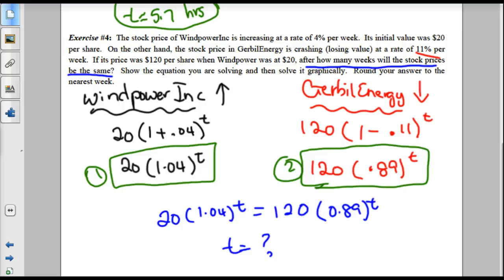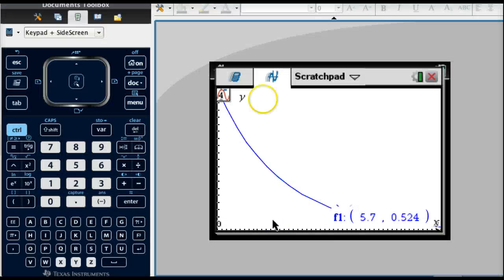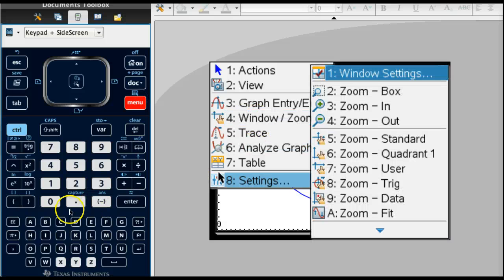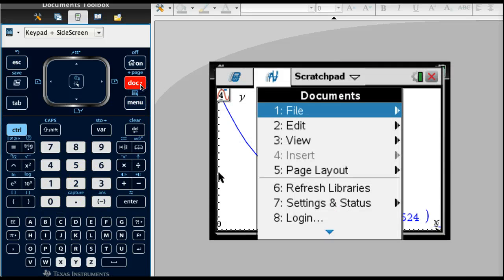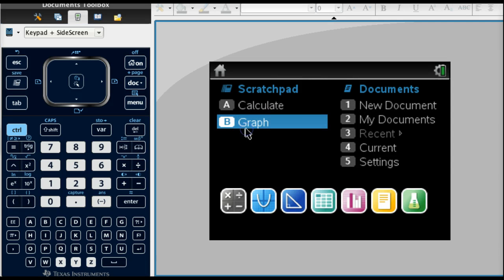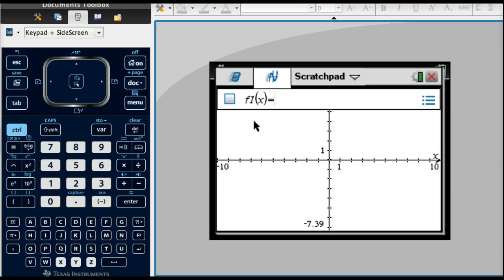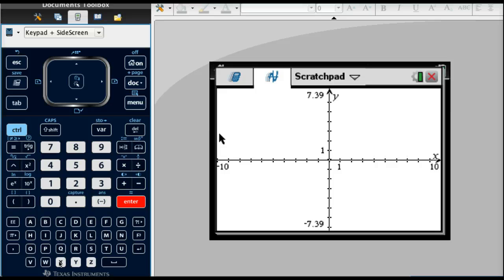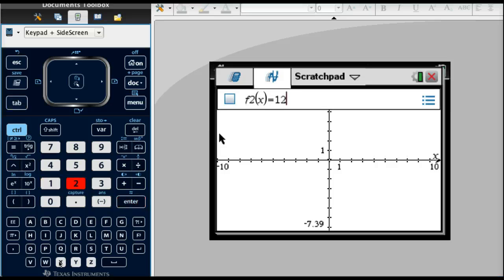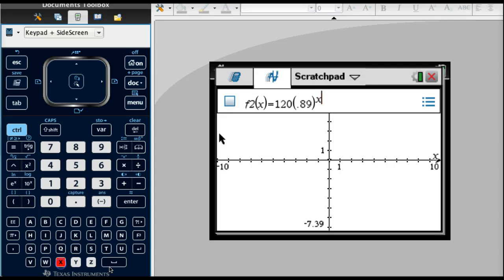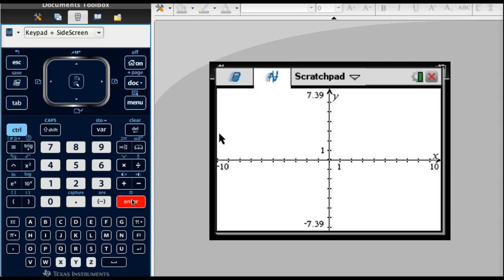Get your calculators again and let's clear this out. Remember how to clear it. Document B as in boy. So we're going to enter two graphs. The first one I had was 20 times 1.04, and remember we're raising this to x. And then the other one, don't worry about it not showing up, is 120 times 0.89 raised to the power of x. Enter.